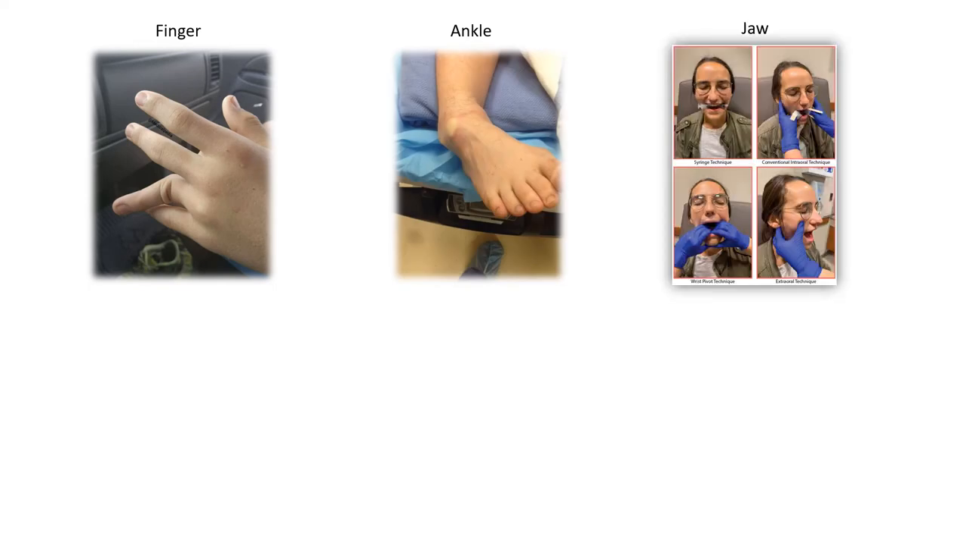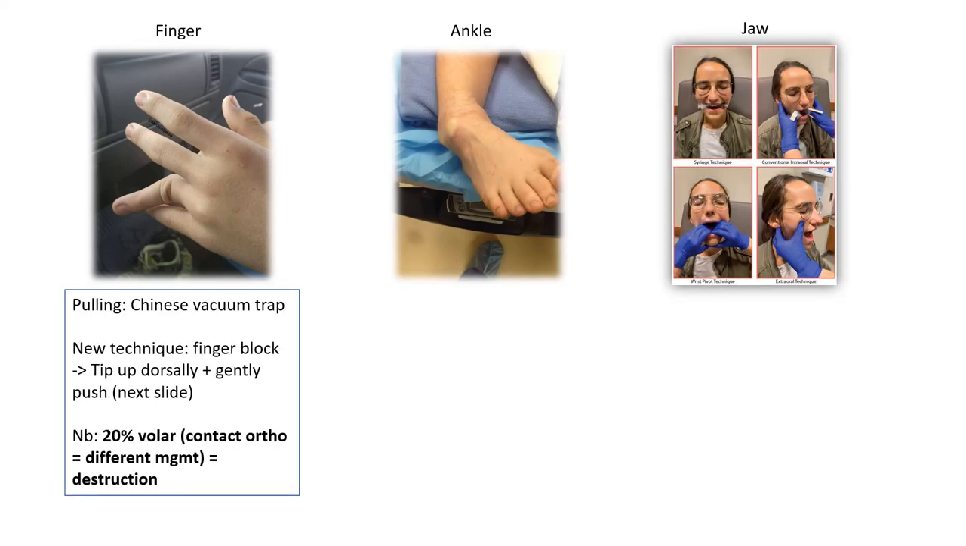Then you have your ankle and you have your jaw. Okay, so pulling on this makes a Chinese finger trap kind of effect. It'll just give problems. You can reduce them in that way, but it's not as effective as this other technique that I'll show you. We have already done the ankle and the jaw.